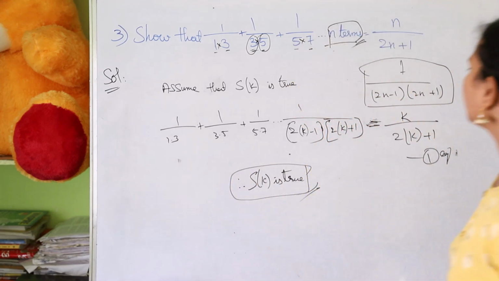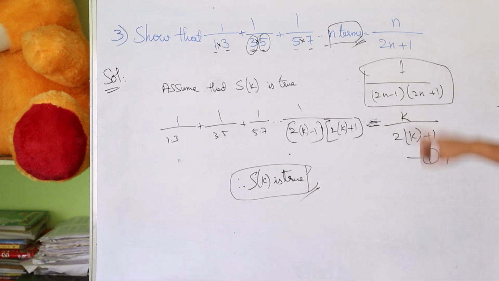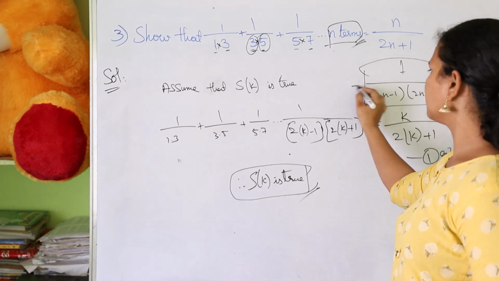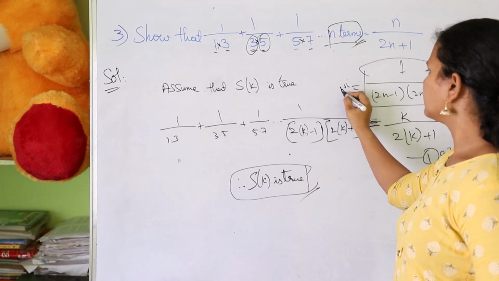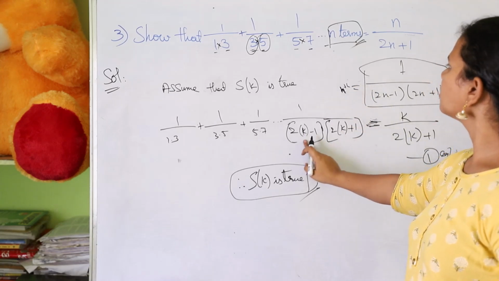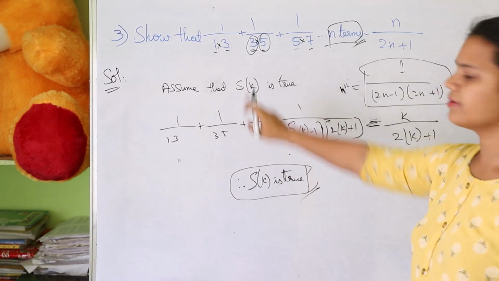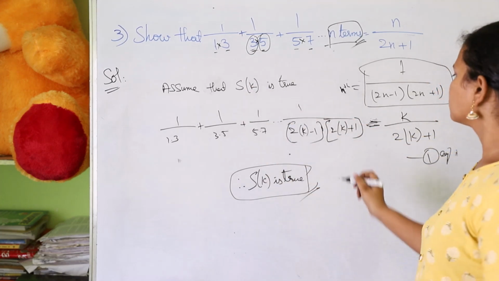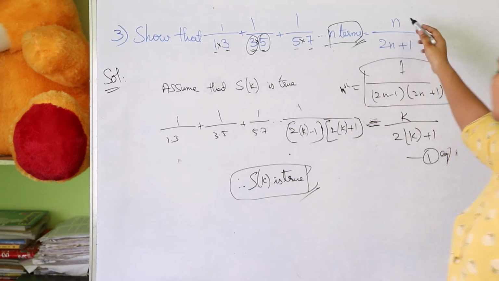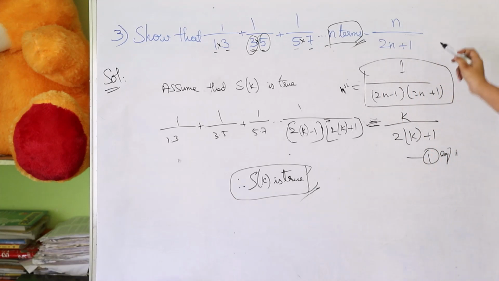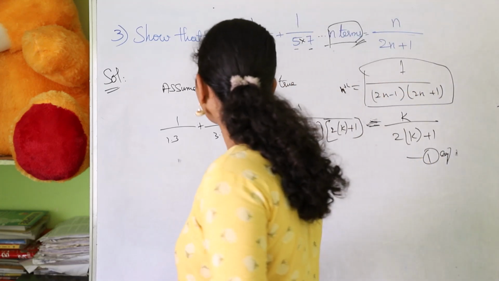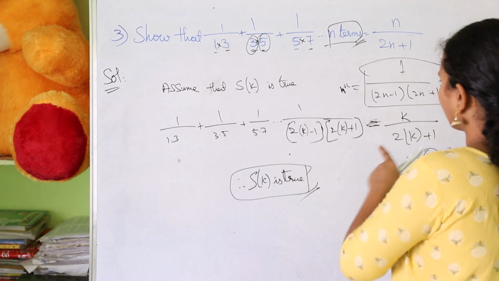What I have done is substituted k over there instead of n in the nth term value. So when you look at the RHS side, you have k, and instead of n in 2n, we have 2 into k plus 1. Clear till here? Hope you got it. Now we assume that S of k is true.